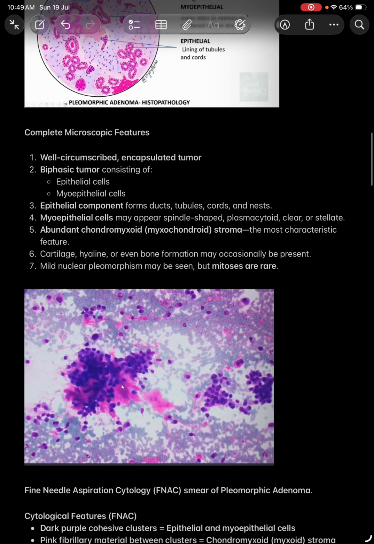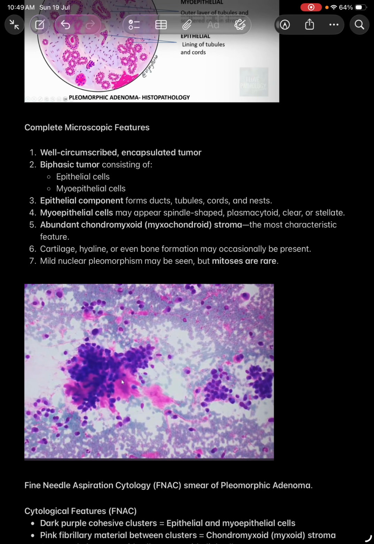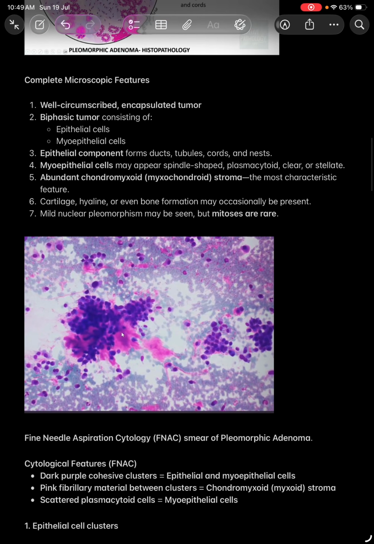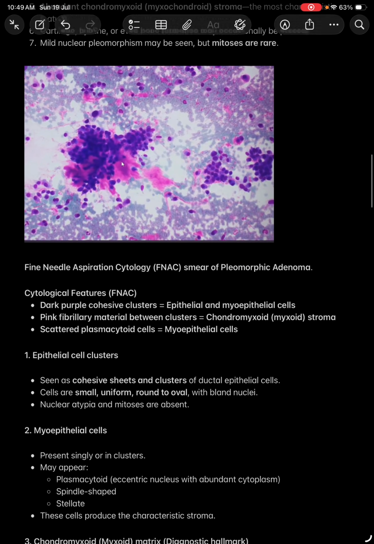Completely, microscopically, it is a well circumscribed encapsulated biphasic tumor, consisting of epithelial and myoepithelial cells. The epithelial component forms ducts, tubules, cords, and nests. Myoepithelial cells may appear spindle shaped, plasmacytoid, clear, and stellate. Abundant chondromyxoid stroma is the most characteristic feature of pleomorphic adenoma. Cartilage and hyaline or even bone formation may occasionally be present. Mild nuclear pleomorphism may be seen, but mitoses are rare.